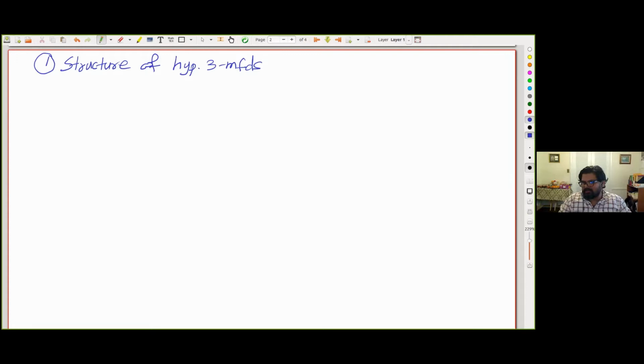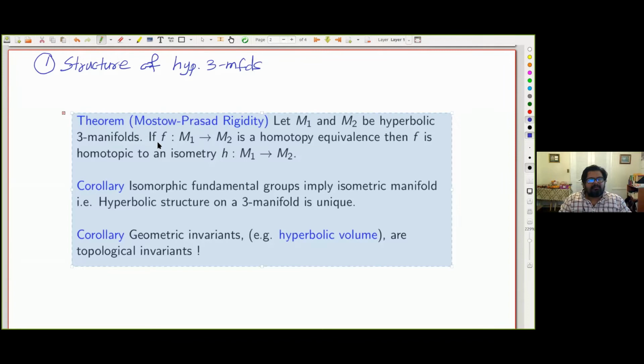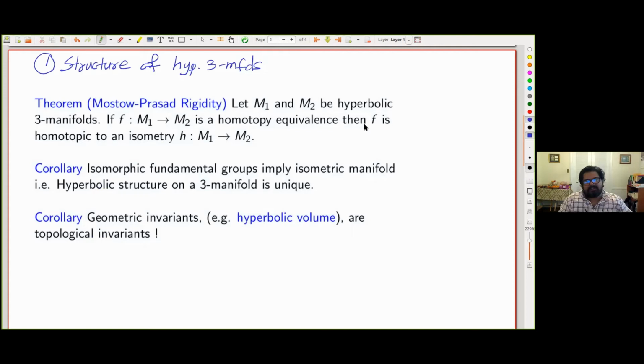The first structure result is the Mostow-Prasad rigidity theorem. It's a very important theorem. It says that if you have hyperbolic three-manifolds, again, finite volume, complete and orientable, and there is a homotopy equivalence between them, then this is homotopic to an isometry. Which means that homotopy equivalence implies isometry. Because their cover is H3, which is contractible, if they have isomorphic fundamental groups, then they are isometric. And that immediately says that the hyperbolic structure on three-manifolds is unique.